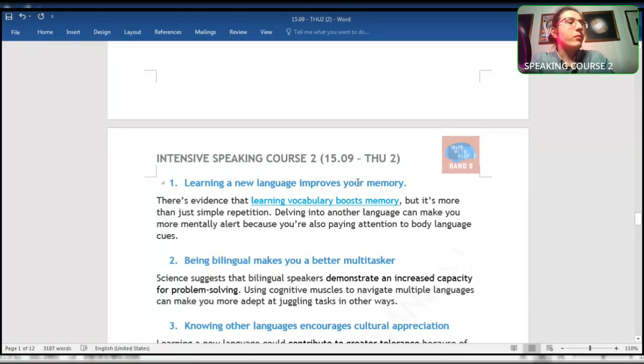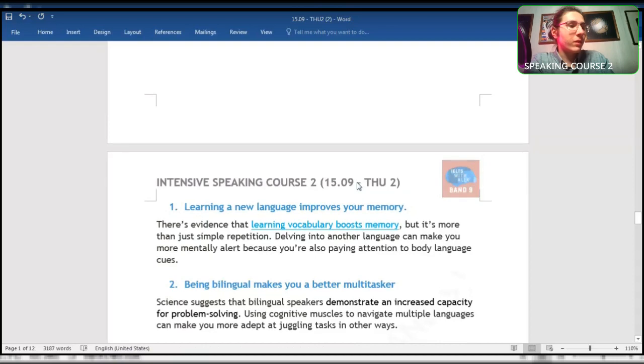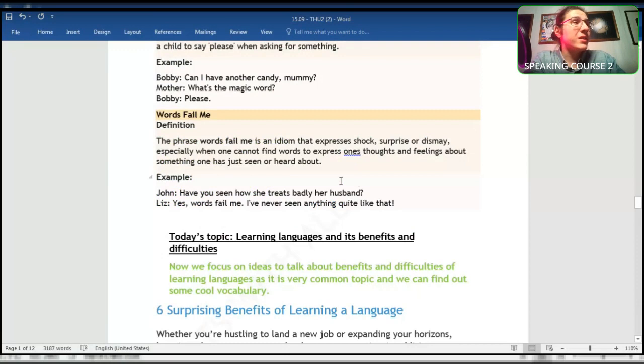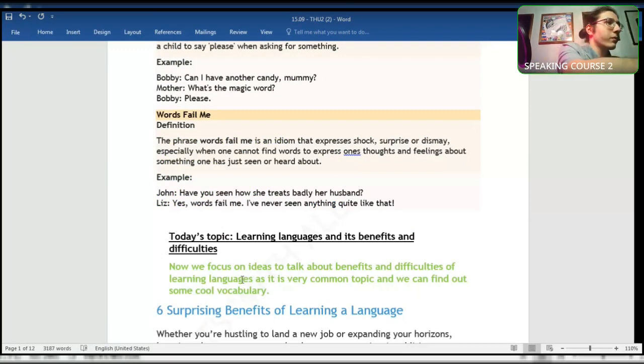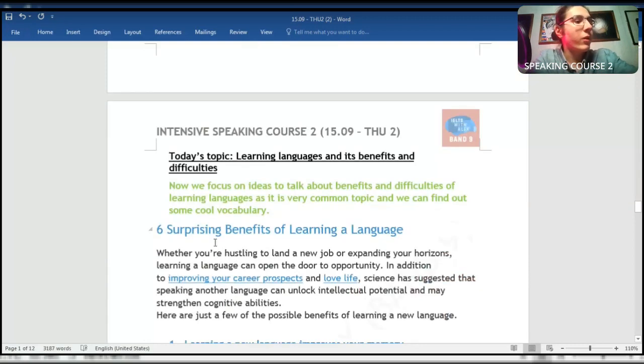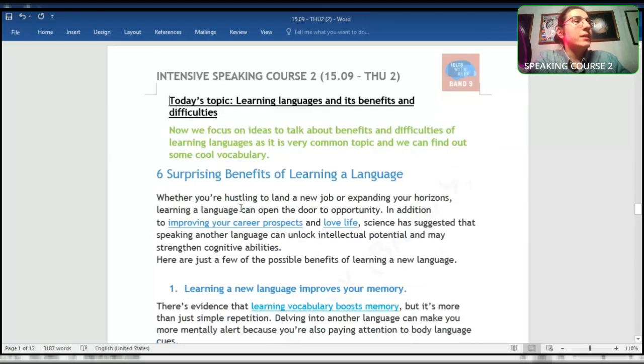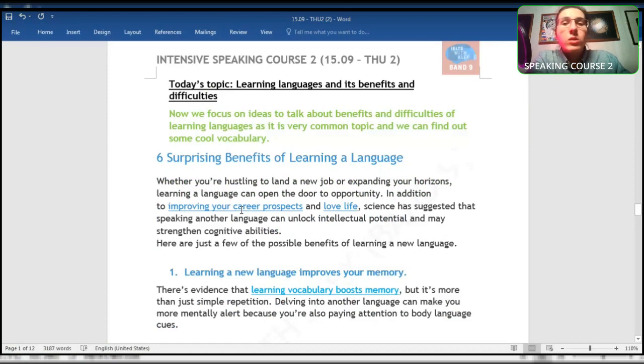Let's get into it. As you can see right here, 6 surprising benefits of learning a language. Today's topic is learning languages and its benefits and difficulties just as a whole. And now we're going to be talking about learning a language. Since you guys are here, in this course, you are learning English, and probably you've been learning English for a while because you are doing IELTS right now, not just general English. You know that learning English, and just learning any kind of language, can be very positive and it can be very good for you.